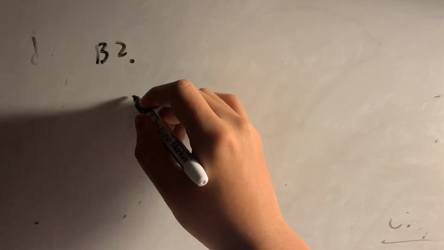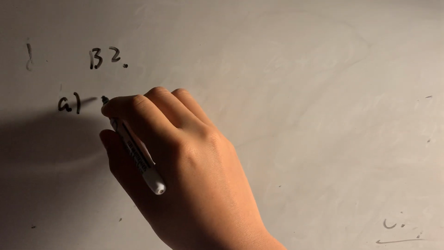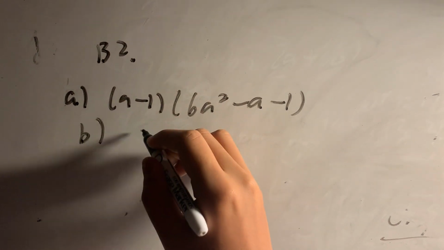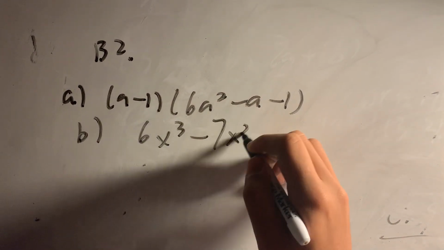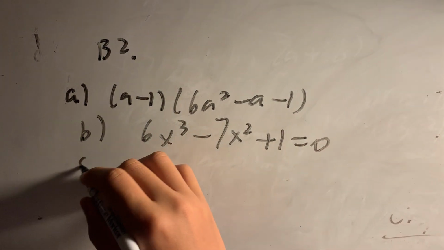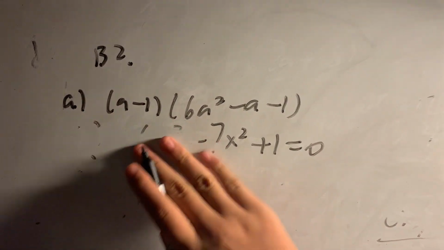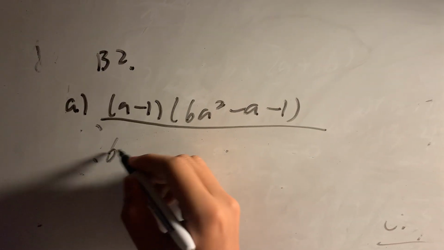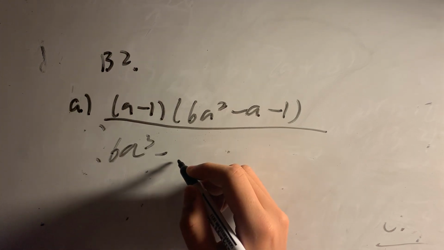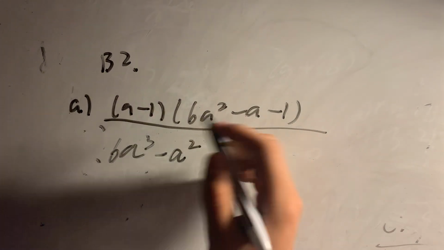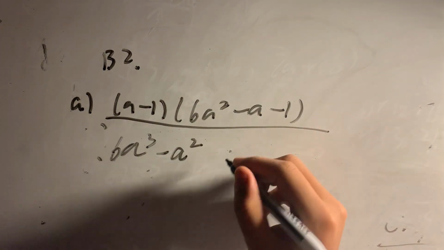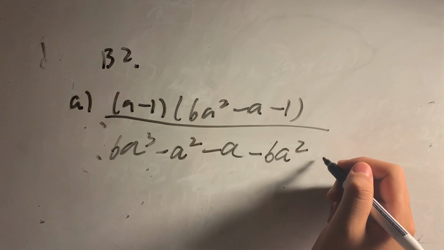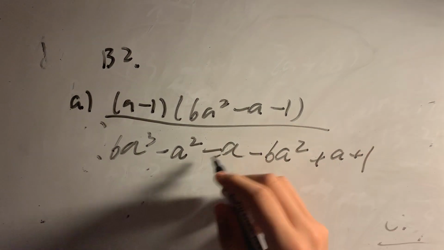B2 has 3 problems. So let's start with the first one, which asks us to expand this. Minus a squared, minus 6a squared plus a plus 1.